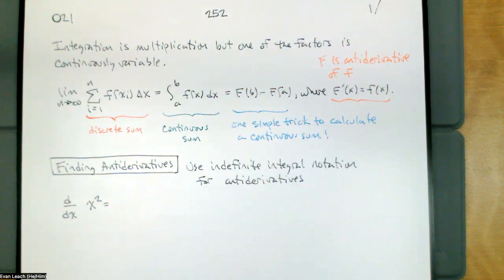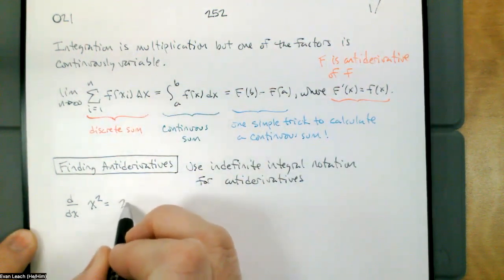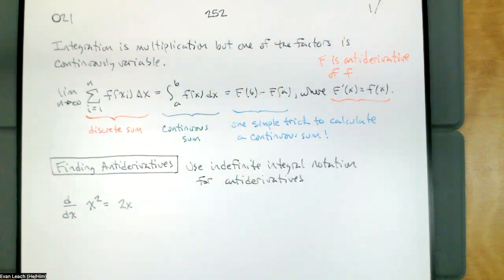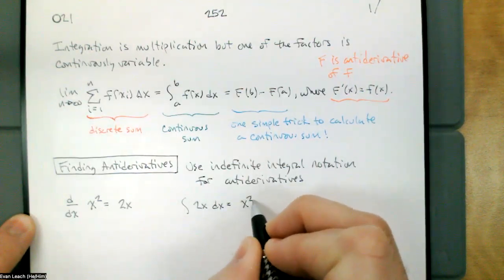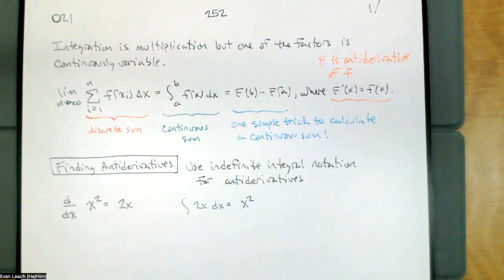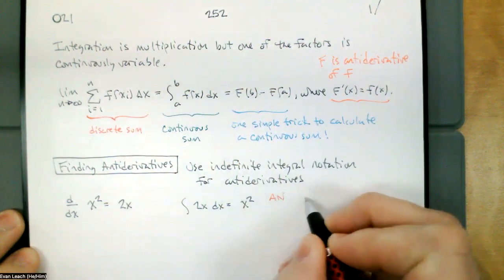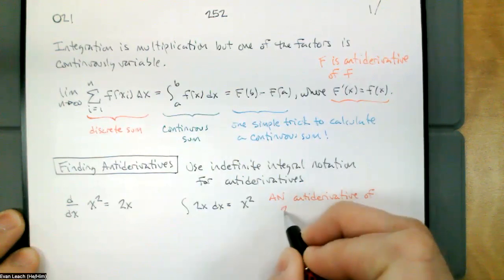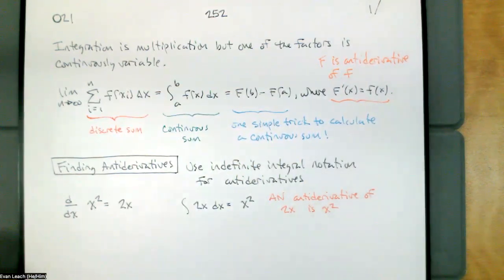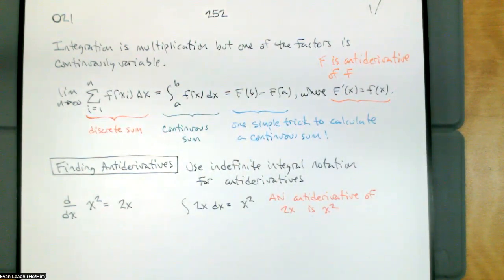We know that the derivative of x squared is 2x. We're going to take this derivative information and turn it into antiderivative information. This tells us that the antiderivative of 2x dx is x squared, or I should say, an antiderivative of 2x is x squared.